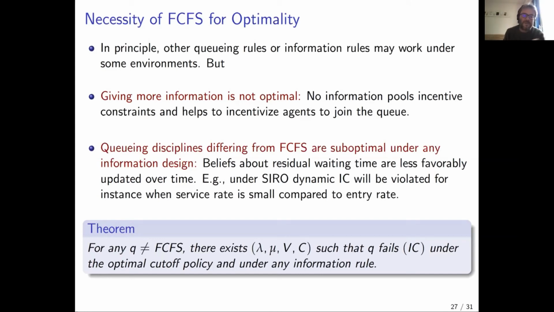And so the theorem says, again, let me restate it. If you take any rule other than first come, first serve, then you can cook up an environment. And actually, we build an MM1 environment under which this queuing rule fails to be incentive compatible, in particular dynamic incentive compatible, when the optimal cutoff policy is used, and this under any possible information rule.